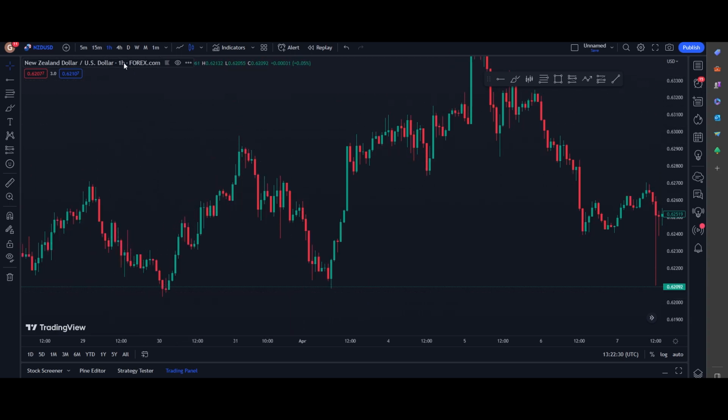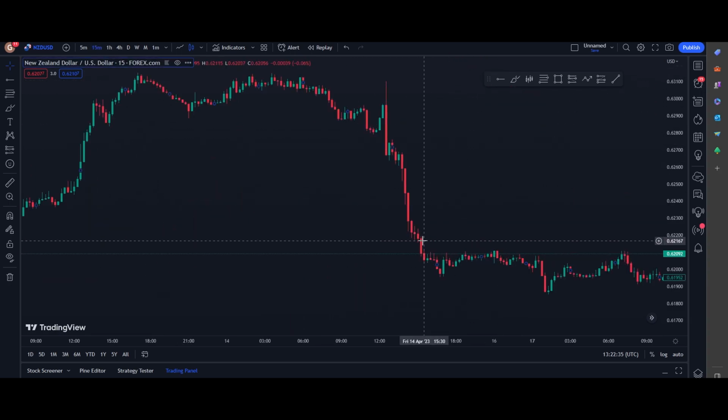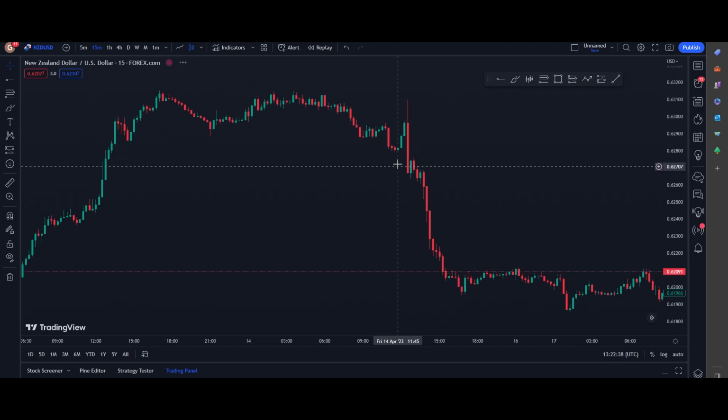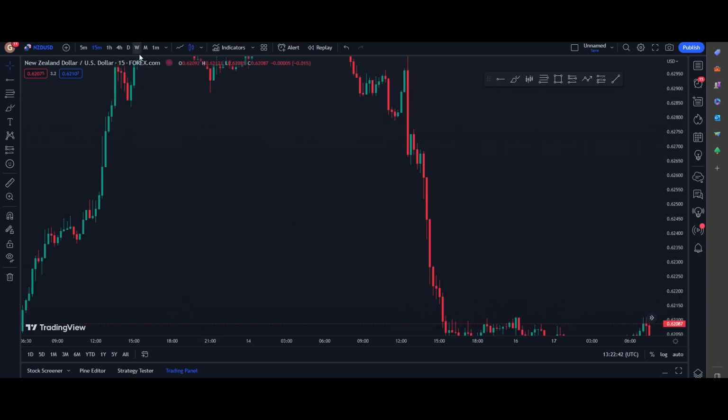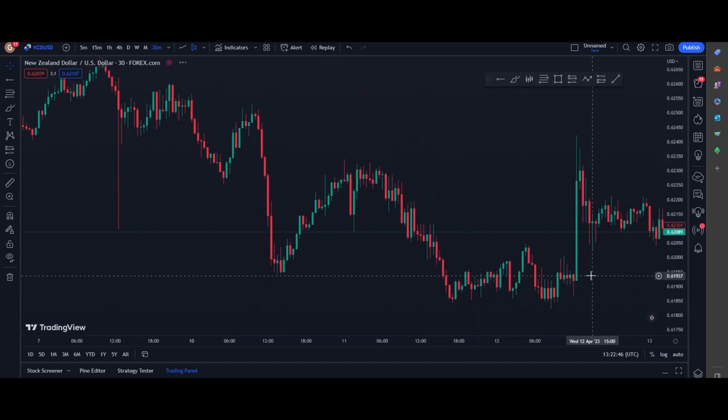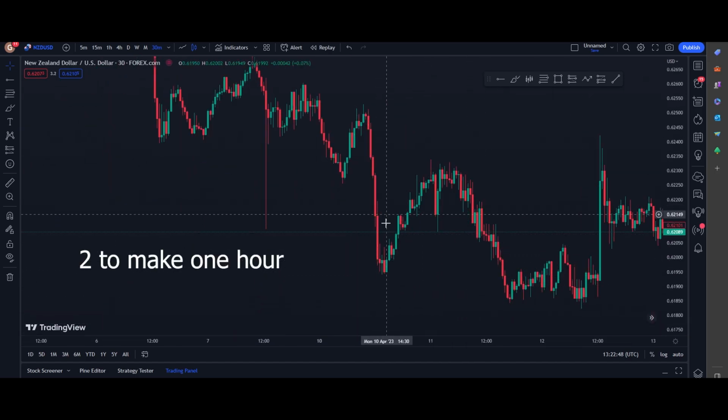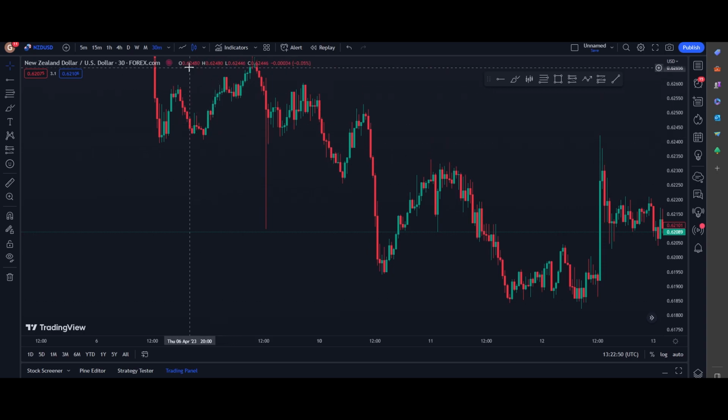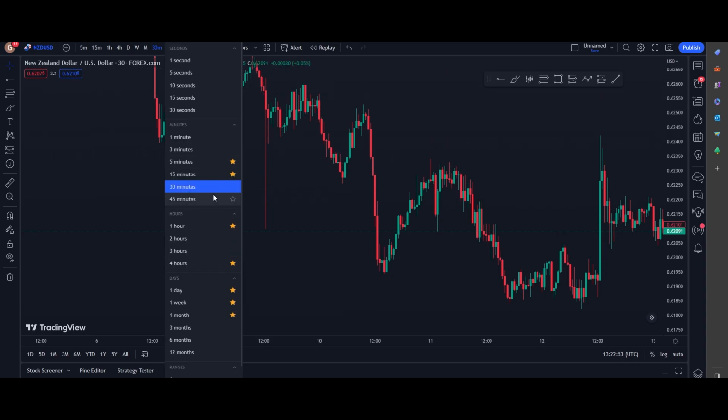So we have the 15 minutes. Each candlestick here is a 15 minutes time period. Then we have the 30 minutes time frame. Each candlestick here is 30 minutes, so we need 2 to make 1 hour. So you can mix up your time frames for analysis to make a trading decision.